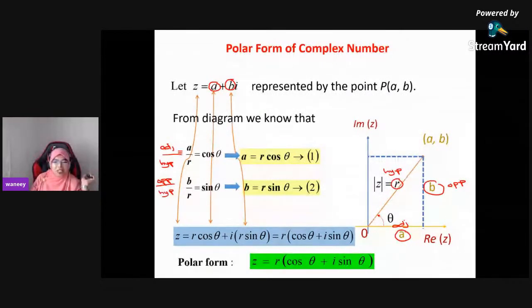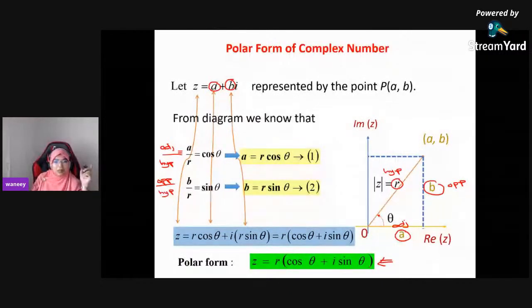Okay, so this is basically the formula for our polar form. z is equal to r cos theta plus i sin theta. So this is the formula that you need to remember. So whoever hasn't noted it down yet, note down this formula. z is equal to r cos theta plus i sin theta.